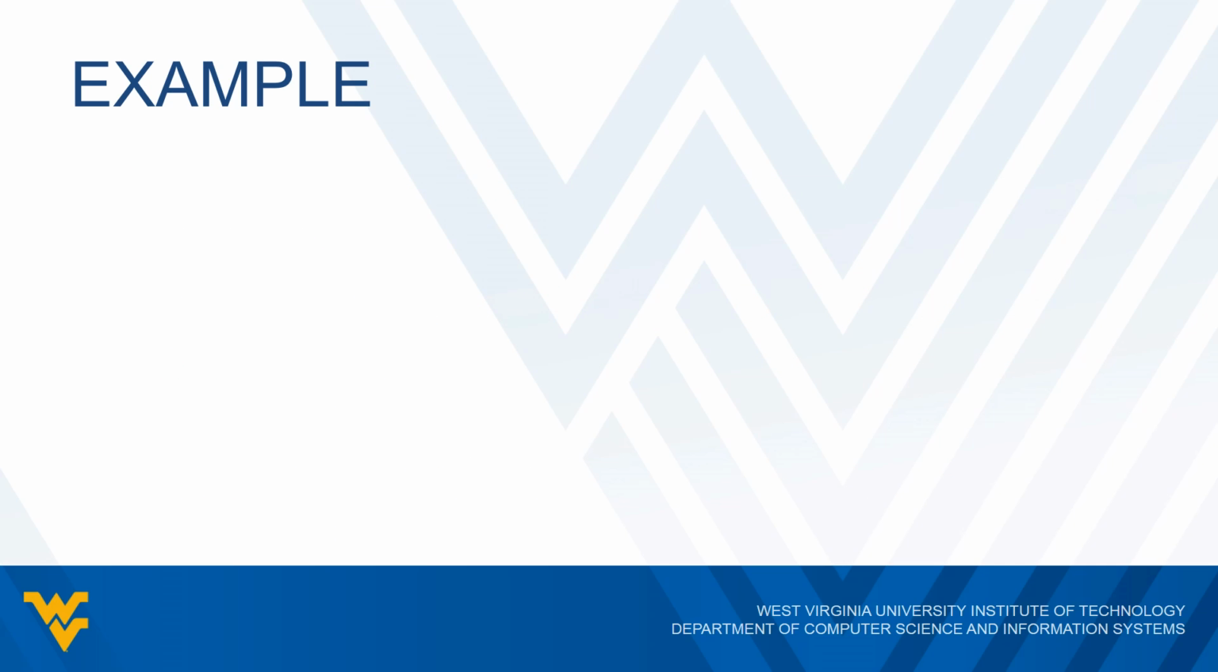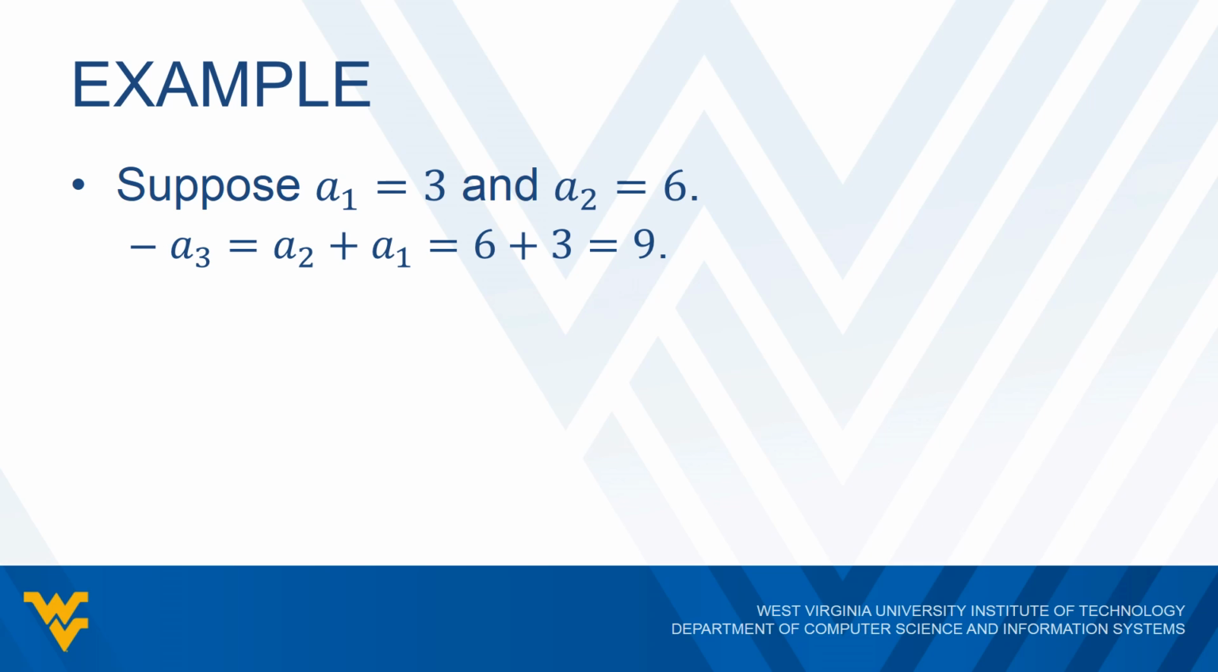Let's do an example. Let's say in our sequence we have that A1 is 3 and A2 is 6. So this isn't your typical 1 and 1 that we have with our normal Fibonacci numbers. If we want to get A3, we would take A2 and add it with A1. So that's 6 plus 3, which gives us 9. So A3 is 9. If I want to do A4, I would take A3 and add A2 to it. We know that A3 is 9, A2 is 6. If we add that together, that gives us 15.